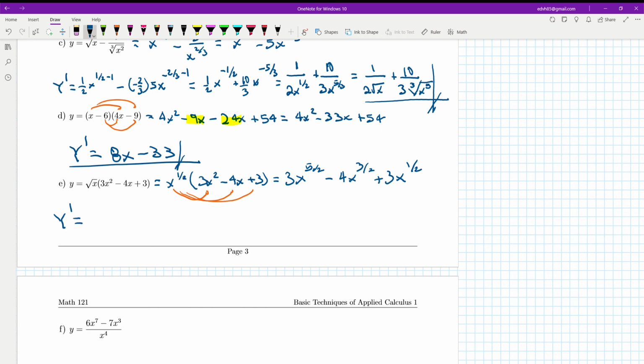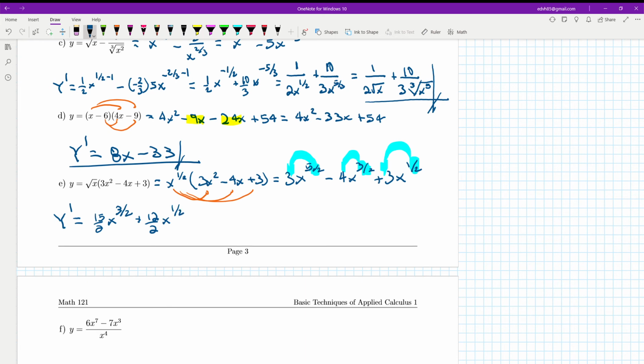Y prime equals, okay, this 5/2 multiplies with the 3, this 3/2 multiplies with the 4, and this 1/2 multiplies with the 3. So that's what's going to happen there. So 3 times 5/2, that's 15/2, x to the 5/2 minus 1, which is 2/2, that's 3/2. 4 times 3, which is 12, over 2, which will reduce to 6 in the next step. And 3/2 minus 1, which is 2/2, that's going to leave us with 1/2.